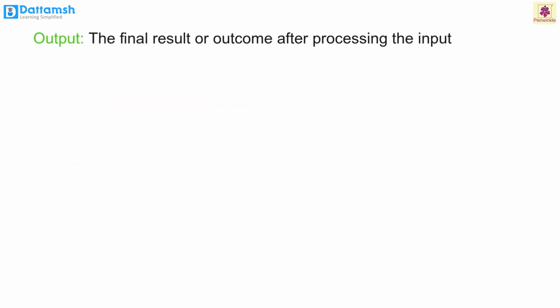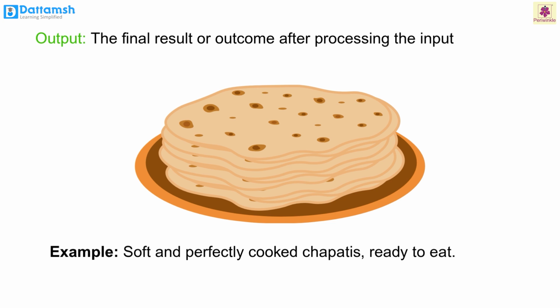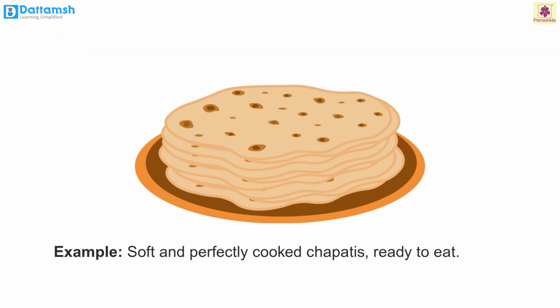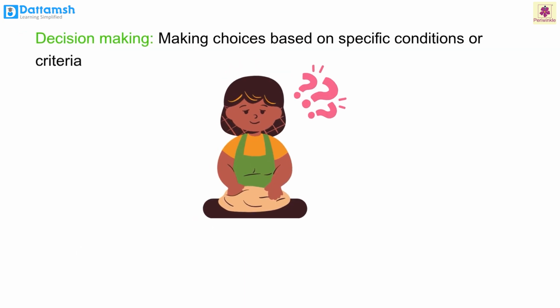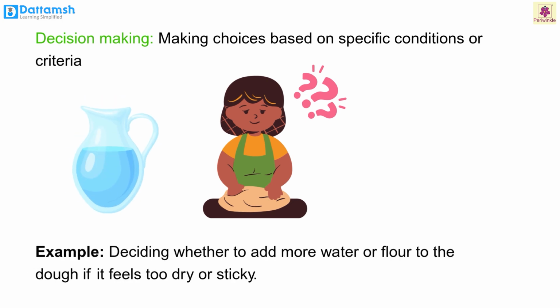Output. The final result or outcome after processing the input. For example, soft and perfectly cooked chapatis ready to eat. Decision making. Making choices based on specific conditions or criteria. For example, deciding whether to add more water or flour to the dough if it feels too dry or sticky.